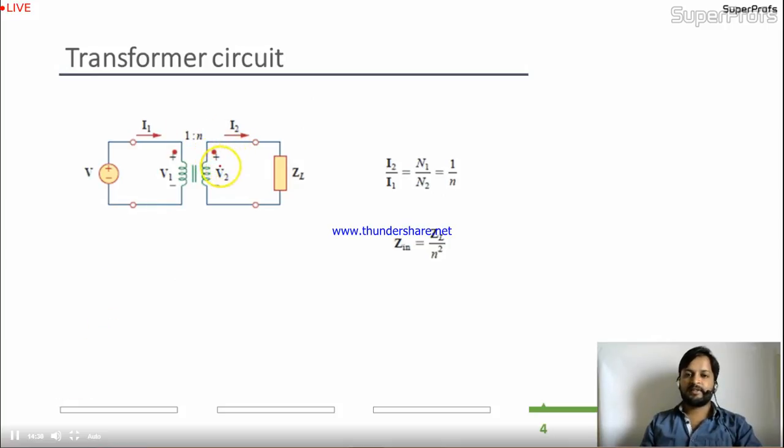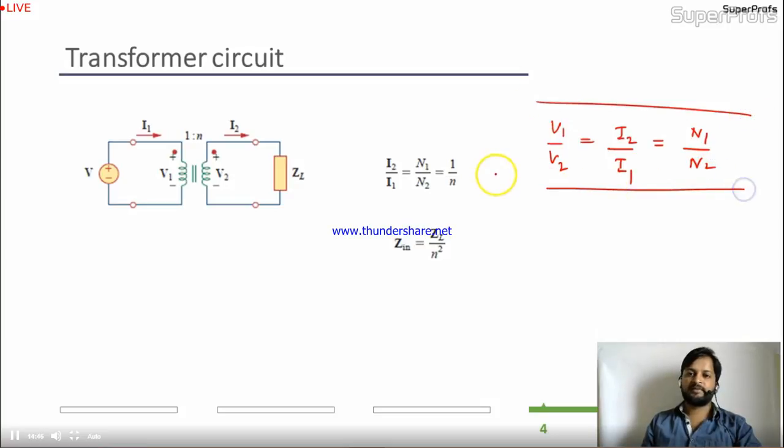In the transformer circuit, the relation is like V1 by V2 equal to I2 by I1, and it will be equal to N1 by N2. This is the relation for transformers. V1, I1, what does it mean? It is the power transferred, the energy conservation law, you can say. What is the power over here? V1, I1 will be on the second side also, V2, I2. This will be constant, right?